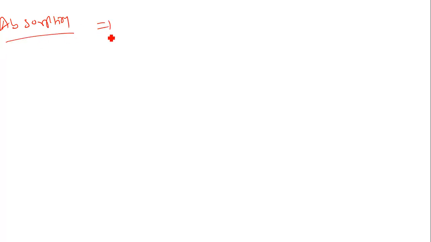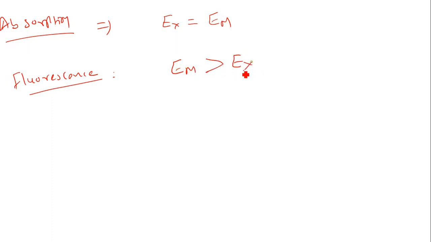Now in absorbance, what will happen? The excitation wavelength is equal to the emission wavelength. In fluorescence, the emission wavelength is higher than the excitation wavelength. That means when we talk about the range of fluorescence, it is 200 to 800 nanometers. Between that, 200 to 400 is the excitation wavelength, and 400 to 800 is the emission wavelength.